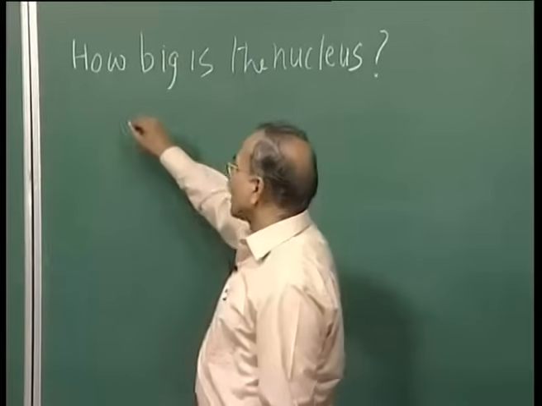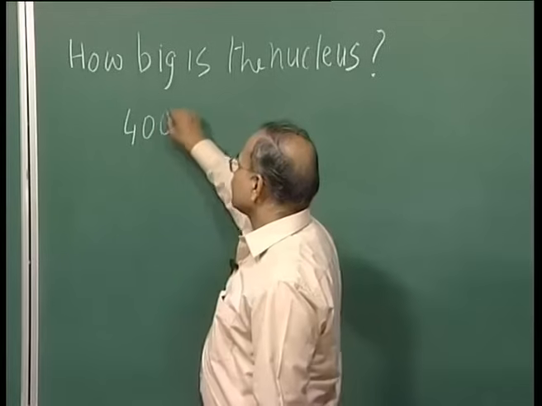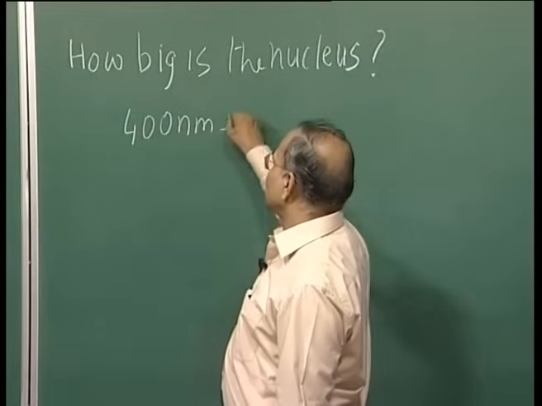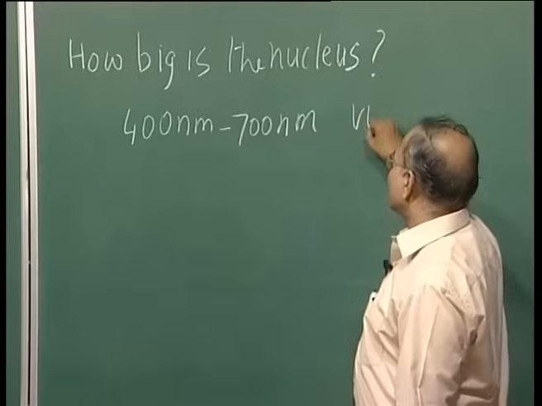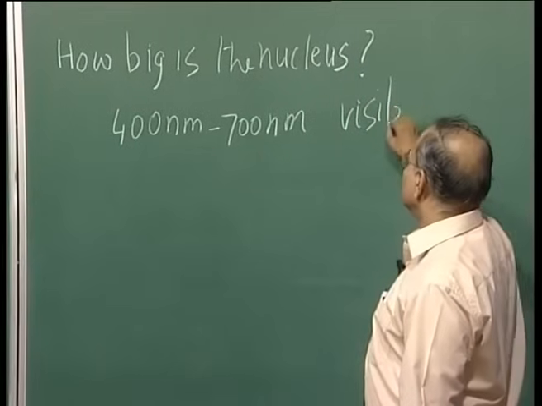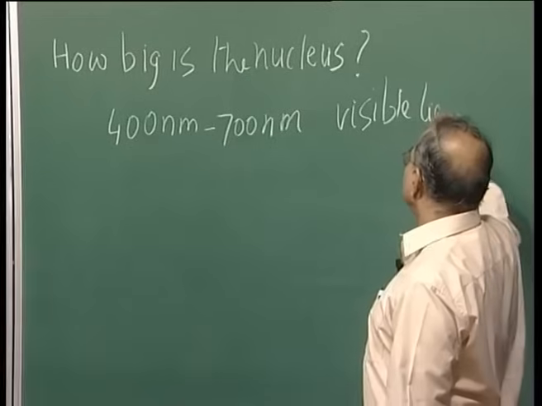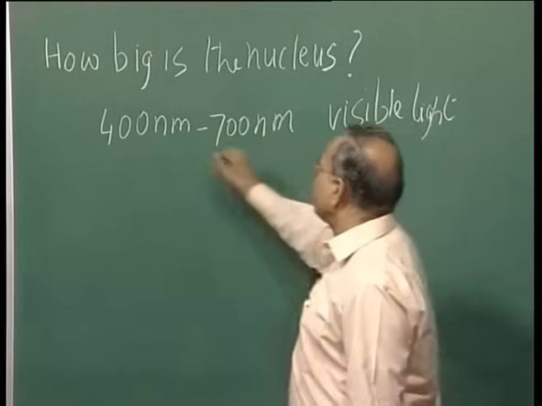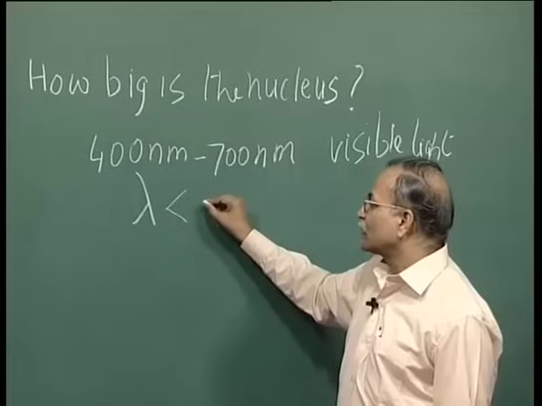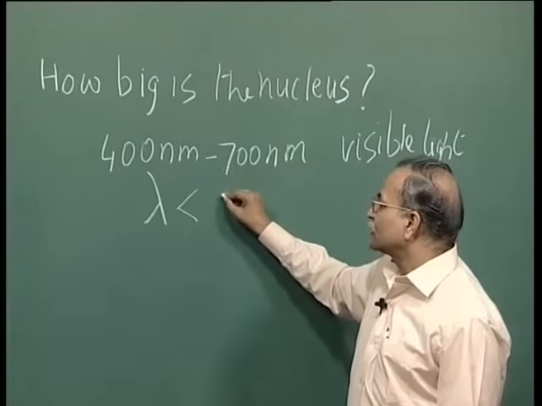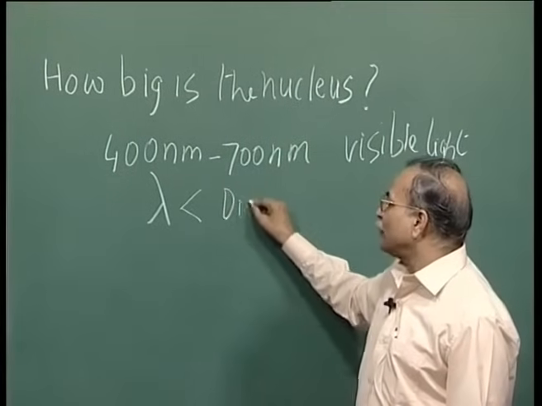When we are using light, the wavelengths involved are something like 400 nanometer to 700 nanometer for visible light. And this wavelength of visible light is much smaller than the diameter of this chalk piece.